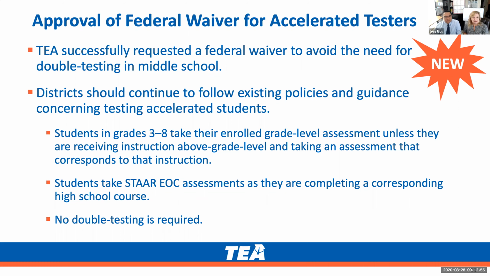So again, the guidance has been the same, is that students take their enrolled grade level test unless they're receiving instruction above grade level and have a corresponding test to take. So if they're receiving instruction in Algebra 1, I need to slow down, then they take Algebra 1 instead of their grade level tests, and that counts towards their graduation requirement. But if they're receiving accelerated instruction in, for example, geometry, we no longer have a geometry STAAR end of course assessment, so they would be required to take their grade level assessment, even if they've already taken it, because they have to have a score in mathematics in grades 3 through 8.